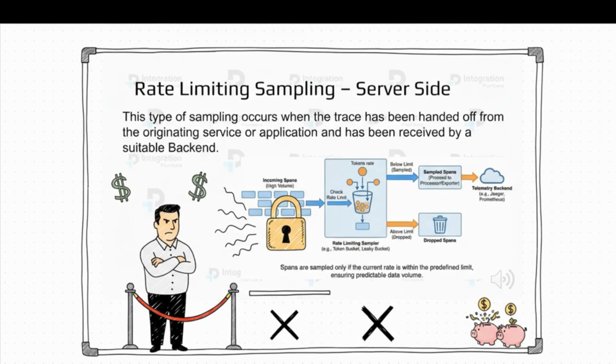Next up is rate sampling. This one happens on the server side, and it's your go-to when you have a hard budget to stick to. Think of it like a bouncer at a club. It puts a strict cap on how many traces get in per second. It's perfect for handling those unpredictable traffic spikes and making sure you never go over your cost limit.